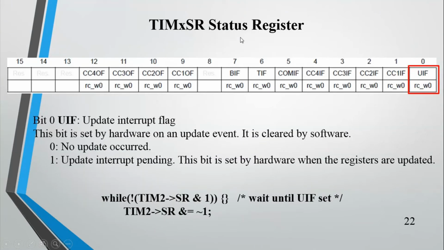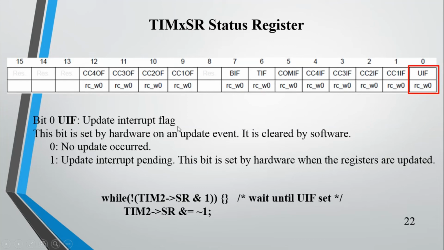Then the status register. Why are we using the status register? You need to identify whether the timer has overflown, or whether the update event has taken place or not. Only then can you identify that the particular delay is over. How will I identify that? By checking the 0th bit of the status register. The 0th bit is known as the update interrupt flag.